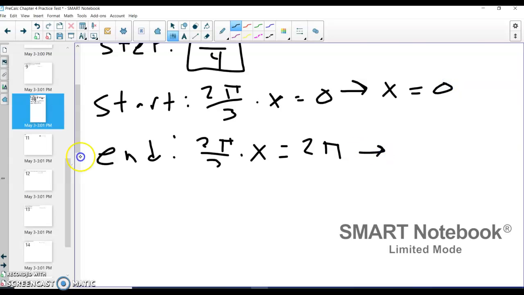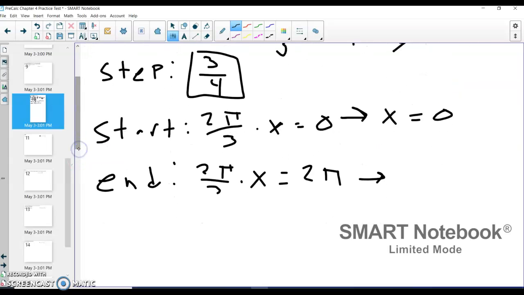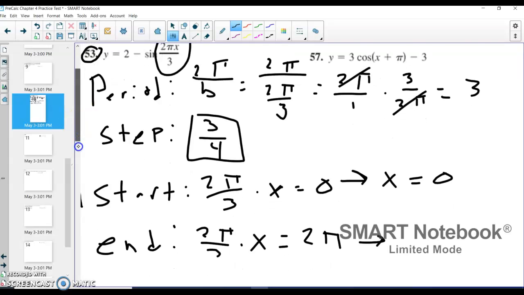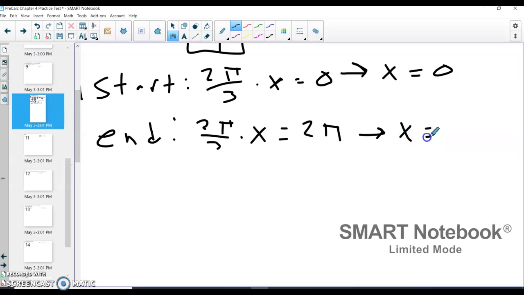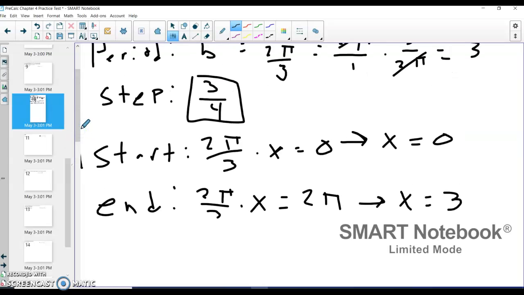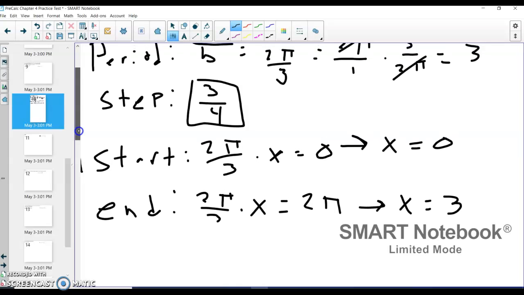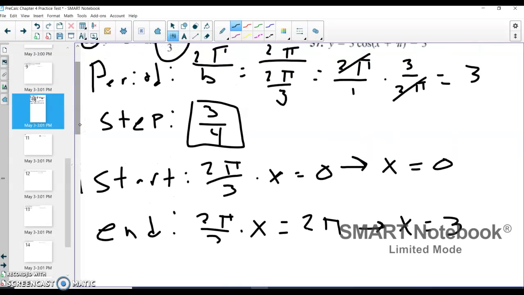Here, I've already solved this. If I end up dividing both sides by 2 pi over 3, I end up doing what I did earlier to find the period, because it's 2 pi divided by b. So ultimately, this is going to be x equals 3. That tells me that the function starts at 0, ends at 3, and I'm taking this 3/4 step to get there. I think that I'm ready to make my table, and I've already done my period change, and I've done any kind of horizontal shift even though there wasn't one.